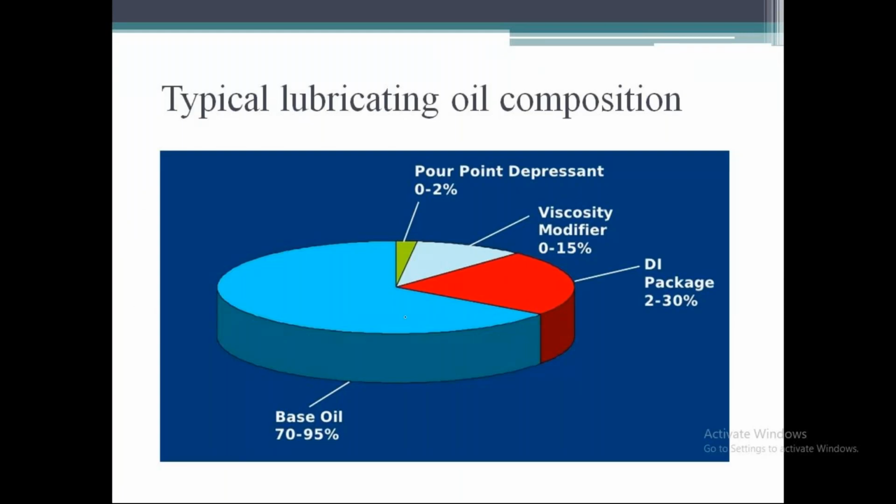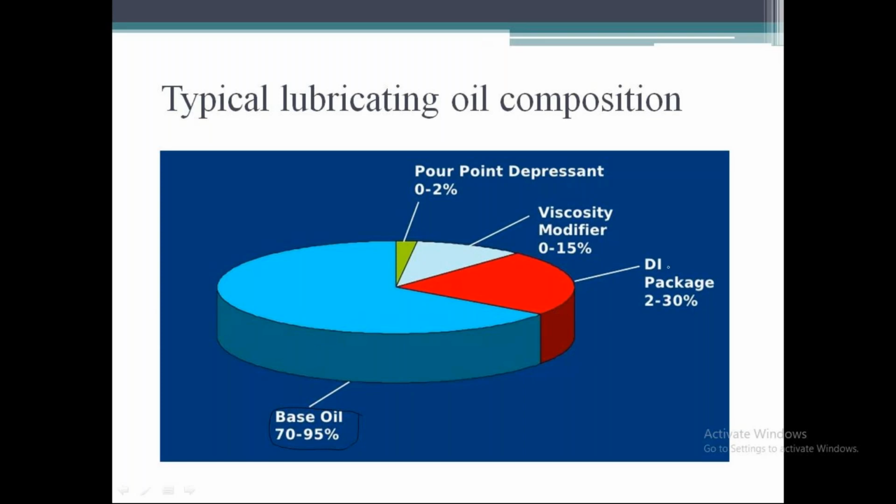If you see the percentage of base oil and additives we use for preparation of this lubricating oil, note here: 70 to 95%, the lion's share, is the base oil. So the major properties of this lubricating oil depend on the base oil. So we have 70 to 95% base oil.